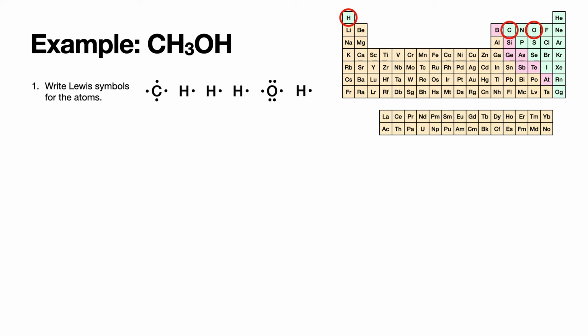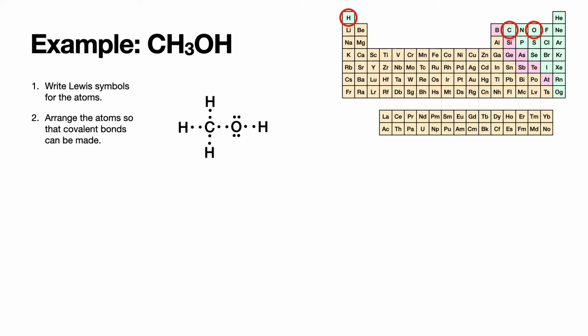And then once we know what those atoms are and we know how many valence electrons they have, then we can arrange the atoms so that we can make the covalent bonds. And so this is what the arrangement would look like. I've just moved the atoms into position so that the electrons can be shared between the atoms. And then we use lines to represent those covalent bonds. And so this is what it looks like, and this would be our Lewis structure for CH3OH.